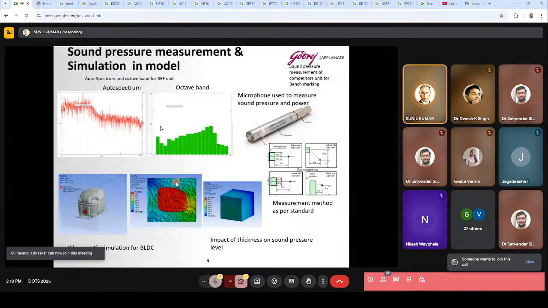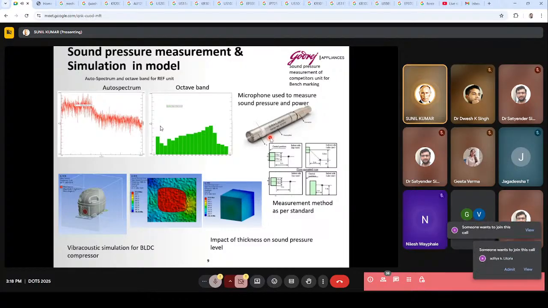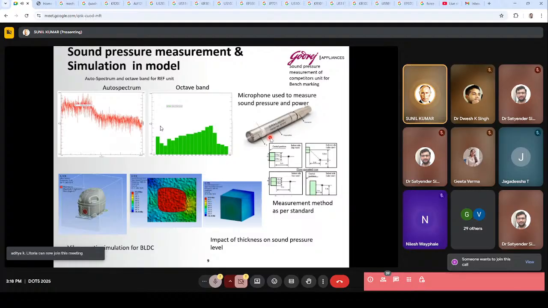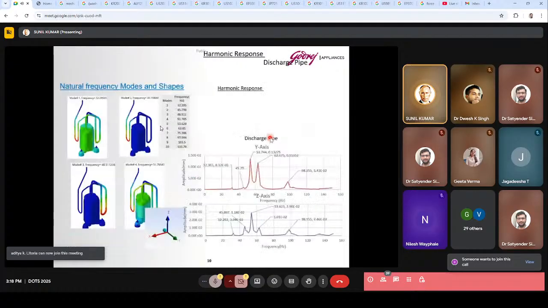So after doing this simulation, we made one more. We increased the thickness of the shell, and we measured this sound by the mic. This is a mic with sound pressure level in a sound lab. So the data was nearly the same, with only a 1 or 2 dB difference at the same frequency. So this is how we can measure the sound pressure in the simulation model.